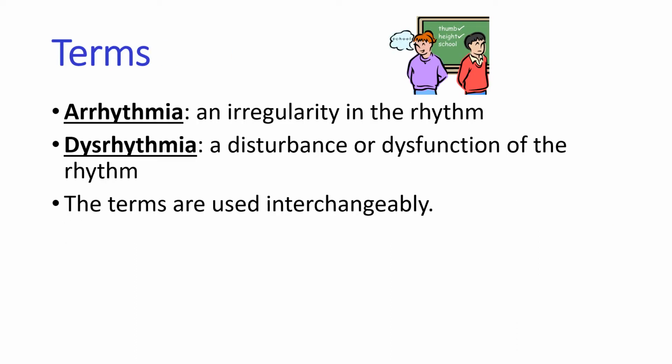So you may hear these terms used interchangeably. People will use both terms, arrhythmia and dysrhythmia. Basically, they mean the same thing. Arrhythmia, by definition, is an irregularity in the rhythm, and dysrhythmia is the disturbance or dysfunction of the rhythm. So if we use these terms, they're both used in the same context.